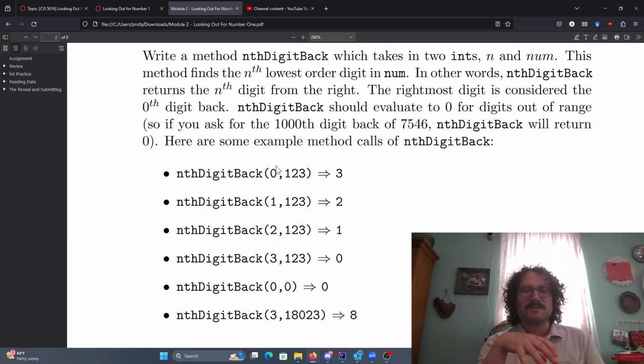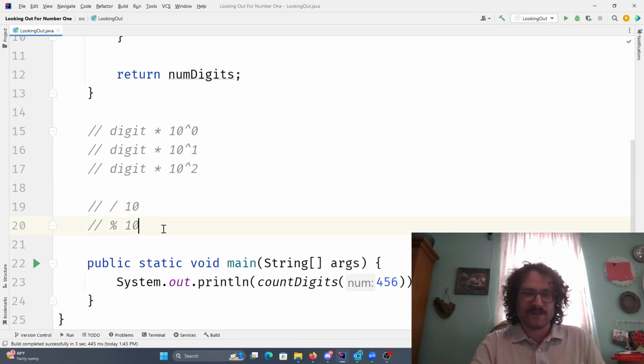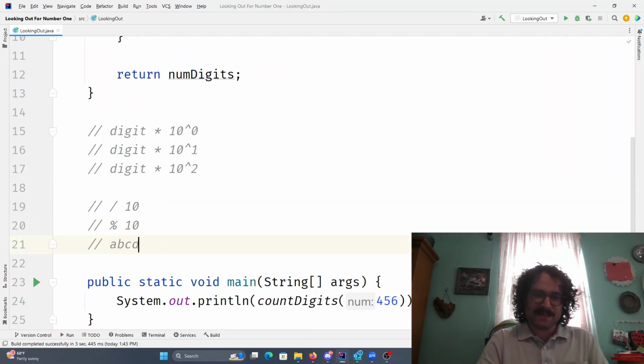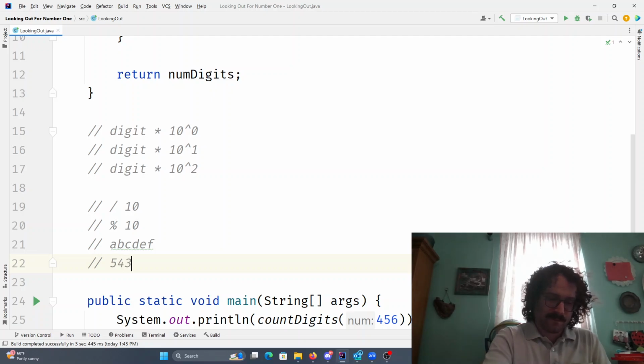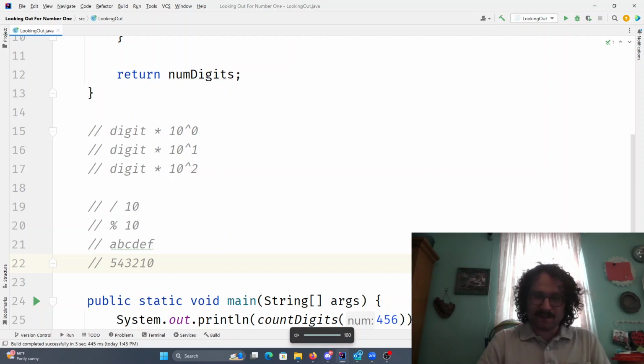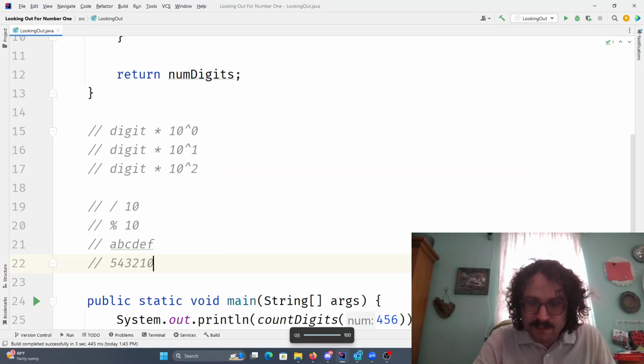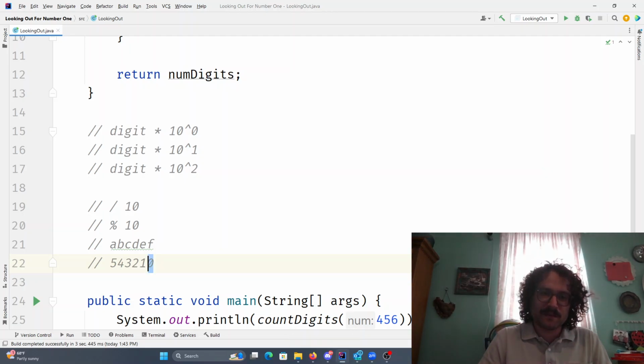So what we could do here is say I've got a number like this, A, B, C, D, E, F. That's my number, where each of those is a specific digit. Specifically, this is the ones place, the tens place, the hundreds place, the thousands place. So 0, 1, 2, 3, 4, 5, right?